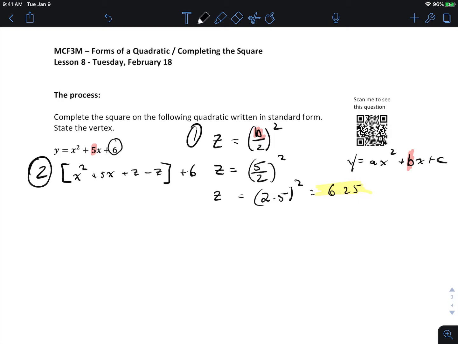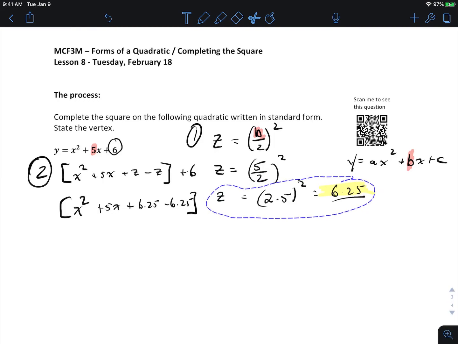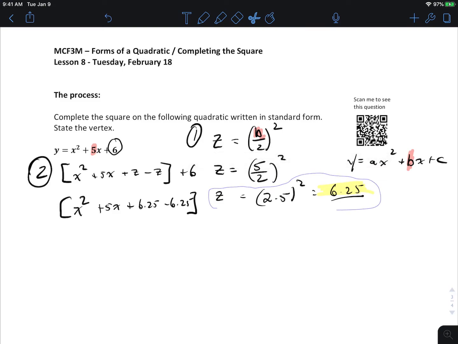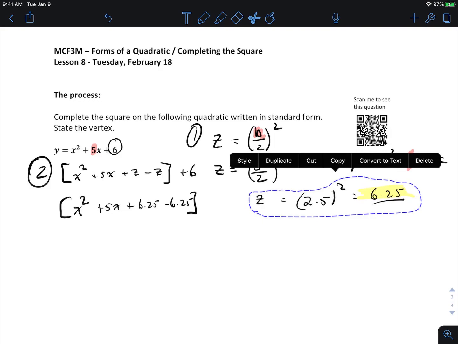So the next part is just throw the z value in. Okay. So we're going to get x squared plus 5x plus 6.25 minus 6.25. And you're going to have that plus 6 floating about on the end too. Okay?